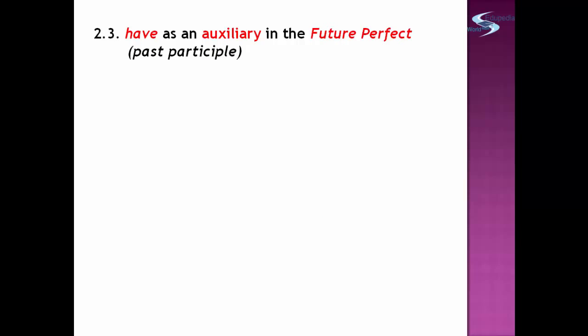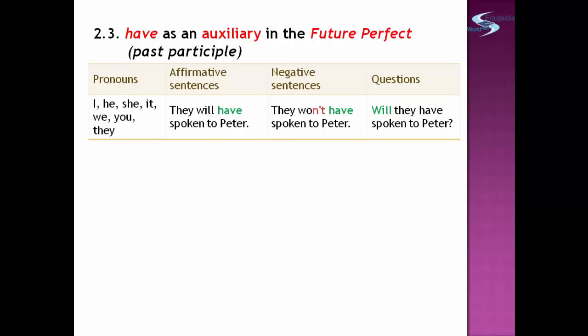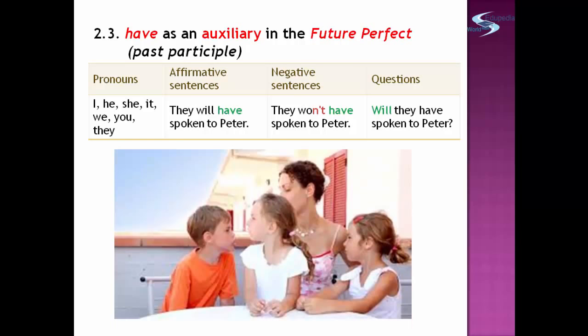2.3. Have as an auxiliary in the future perfect. All of the pronouns I, he, she, it, we, you, and they will have an example in the affirmative sentence: they will have spoken to Peter. The negative sentence: they won't have spoken to Peter. In the question form: will they have spoken to Peter?